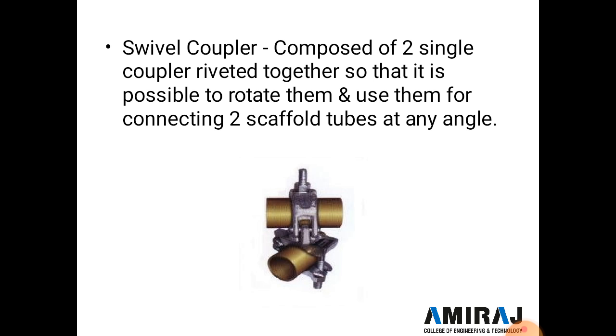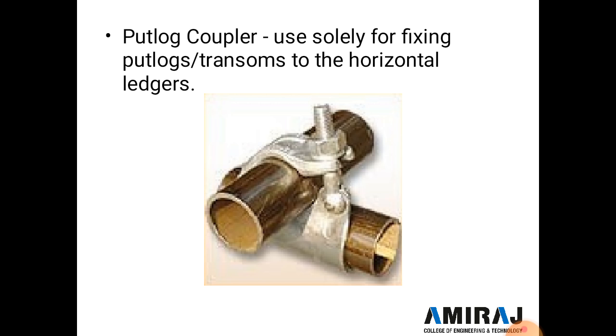And next is a swivel coupler, composed of two single couplers riveted together so that it is possible to rotate them and use them for connecting two scaffold tubes at any angle. So here these two pipes are joined with each other at any angle, so it rotates easily, and this coupler joins two pipes with each other. Next is the putlock coupler, used solely for fixing the putlock or transom to a horizontal ledger.